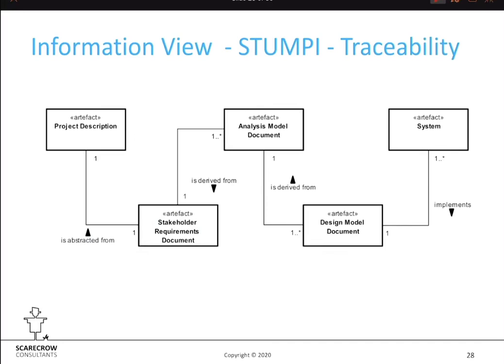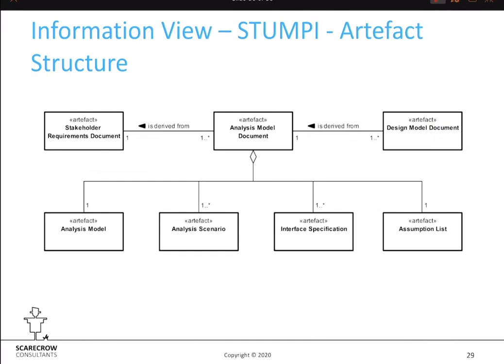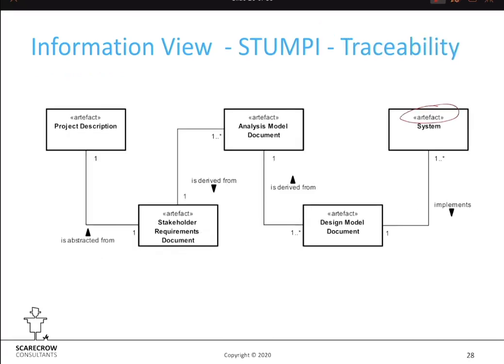And here's a high level one for STUMPI. So each of the artifacts, again, I know it's an artifact because I can tell from the stereotype. This is a high level one where I'm focusing on the relationships between the various artifacts here. And here's the first level. I haven't taken it all the way down, but here's the first of them there. That analysis model document off here.